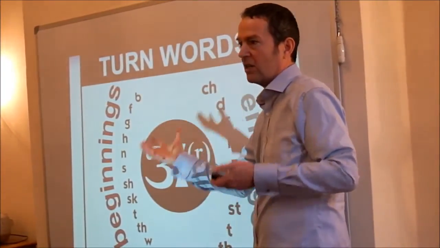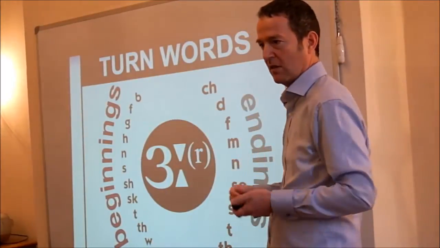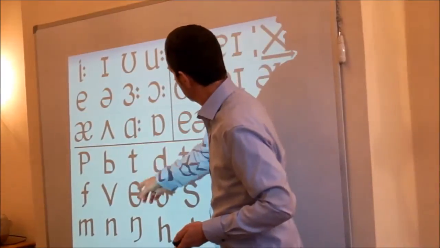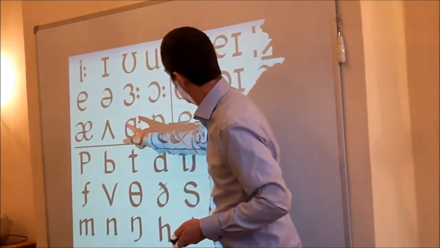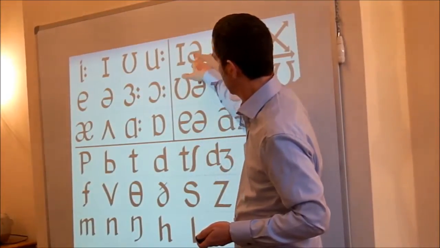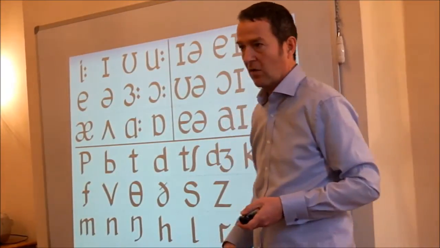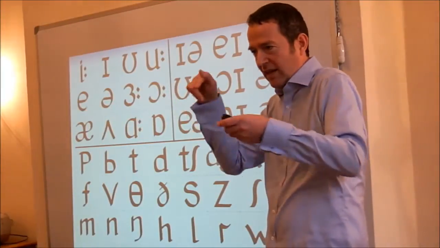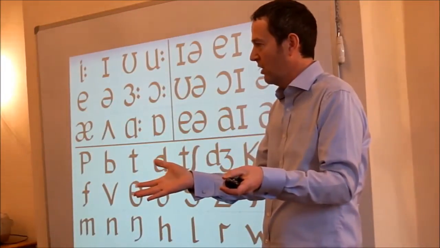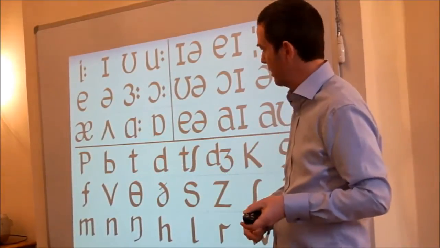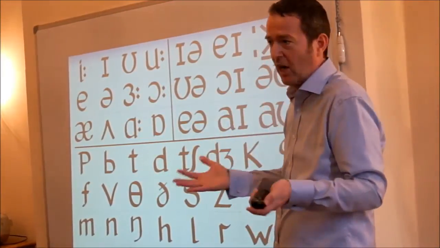What they call the R-coloured vowel sounds, which are all of those ones that are normally spelt with an R, which in British English the R is not really pronounced. It's just a part of the vowel. So that's another way of grouping the R vowels.